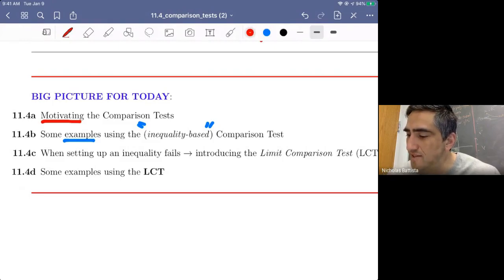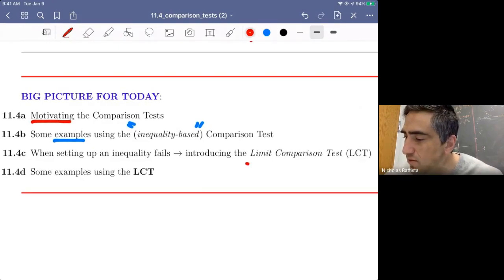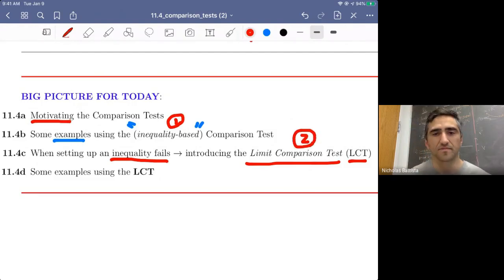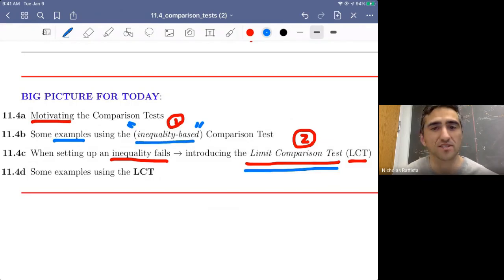Next, we're going to introduce another comparison test, which is called the limit comparison test, or the LCT. The limit comparison test is going to be a different flavor of comparison test. I'm going to motivate this by asking what happens when the inequality we're trying to set up in the first kind of comparison test fails. We're going to call on the limit comparison test to come to the rescue. But as we'll see in the videos, we could jump right into the limit comparison test without ever trying the inequality-based test first. So the limit comparison test is typically the series test that I would jump to right away.